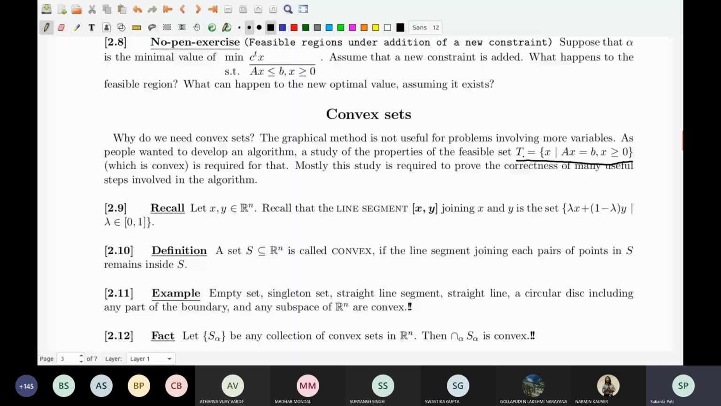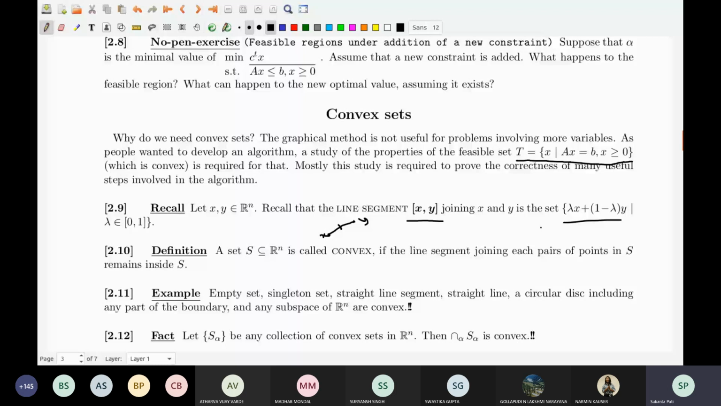Okay, so what is a convex set? Before that, if I have 2 points in Rn, I shall use the closed interval symbol to denote the line segment joining x and y. This is the set of all λx + (1 − λ)y such that λ belongs to [0, 1]. If you take λ = 0, you get y. If you take λ = 1, you get x. And if you take λ = 1/2, you get the middle point, (x + y)/2.